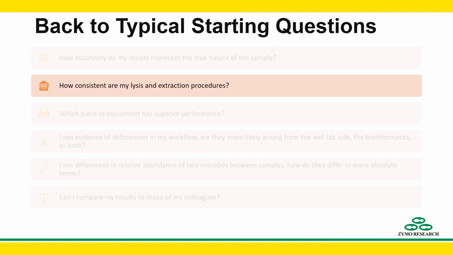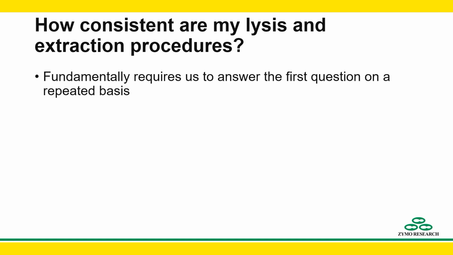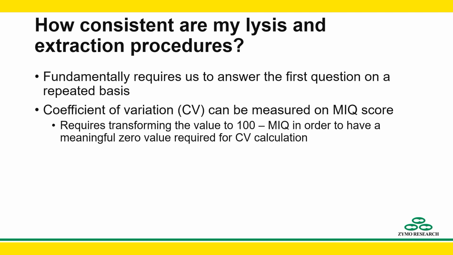Now this takes us to the next question. How consistent are my lysis and extraction procedures? And it turns out that this is a relatively simple question to answer, given that this fundamentally requires us to answer the first question, but just answer the first question a bunch of times in a row. A pretty common statistical metric used to look at this is called the coefficient of variation, and this can actually be done with a MicScore.